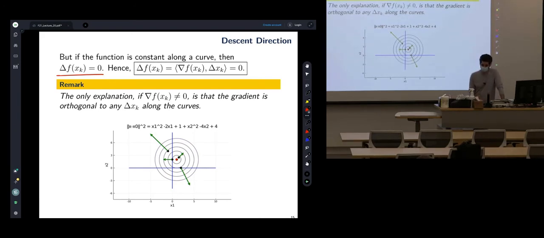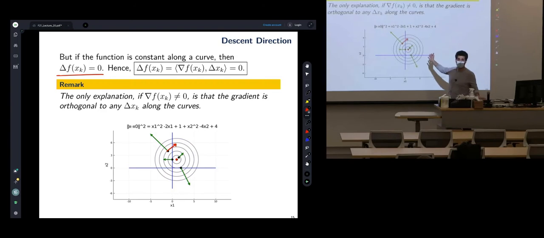Now, from linearization, the previous case that defined the descent direction, I know that delta f is the dot product of the gradient and an arbitrary delta x. Therefore, this must be 0. When the dot product of two non-zero vectors is 0, they are orthogonal. So this proves that the gradient is orthogonal to any vector that is tangent to these level set curves.